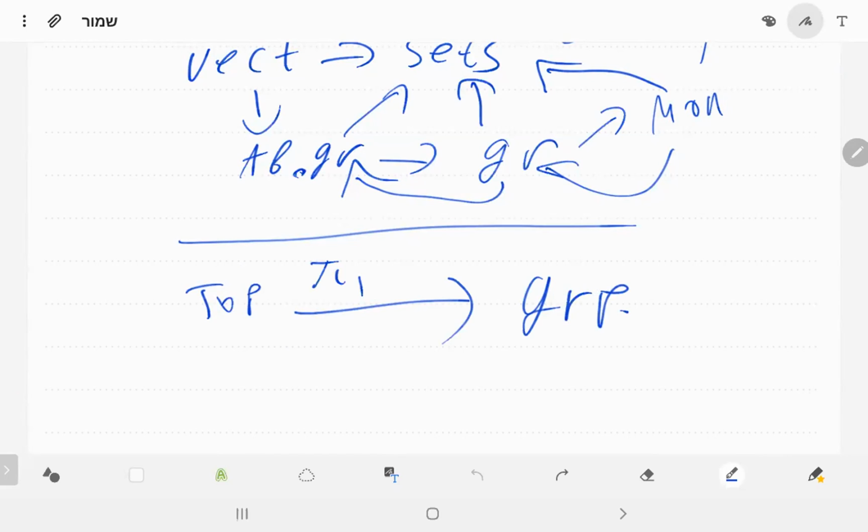Whoever knows what a fundamental group is, it is in fact defined on pointed topological spaces. Pointed topological spaces to groups.